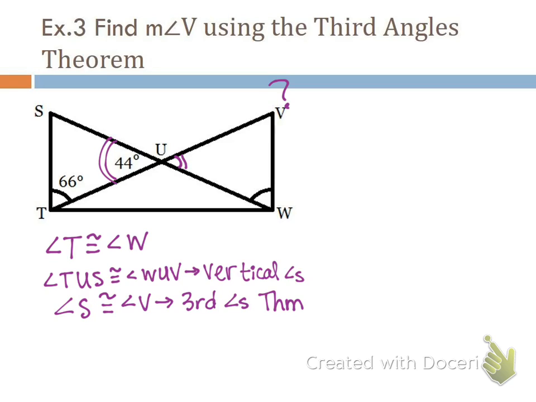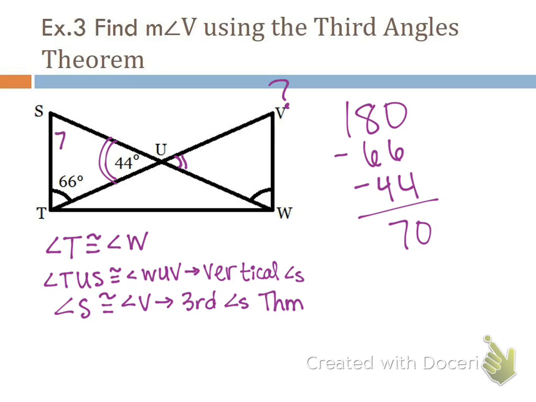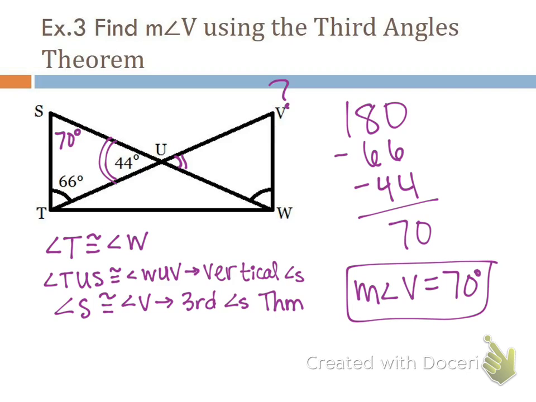And after we do that, we would subtract it from 180. So if I add up all three angles inside, it should equal 180. So if I take 180 minus 66 minus 44, or if you'd rather add them together and then subtract one big number, that's fine. Either way, what do I get? 70. So if S has a measure of 70 degrees, so does angle V. Questions, concerns?